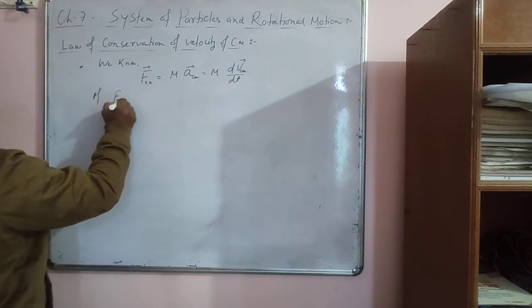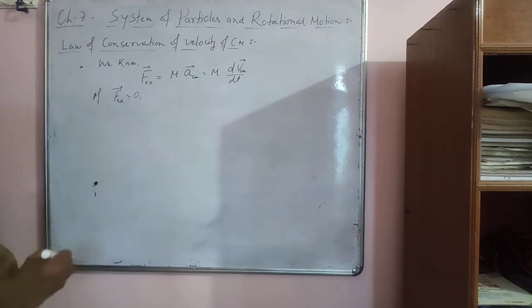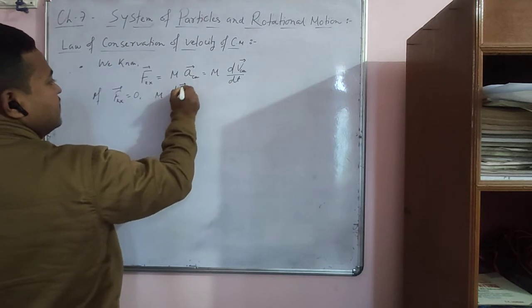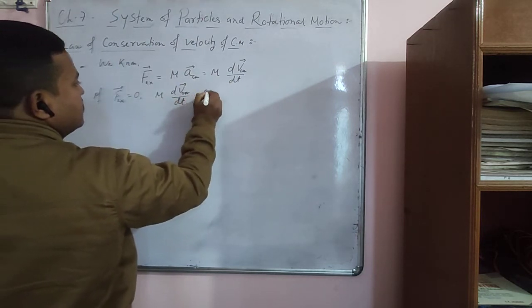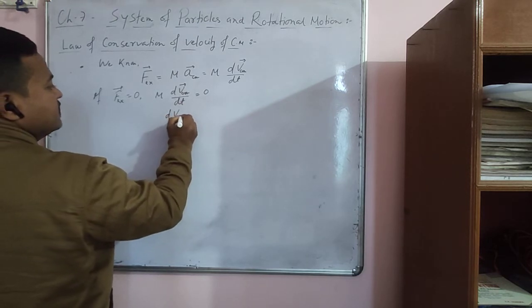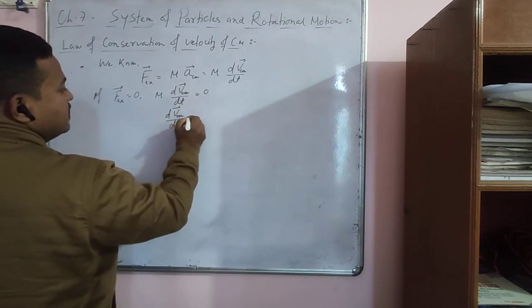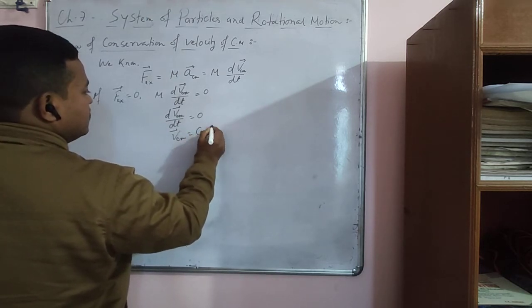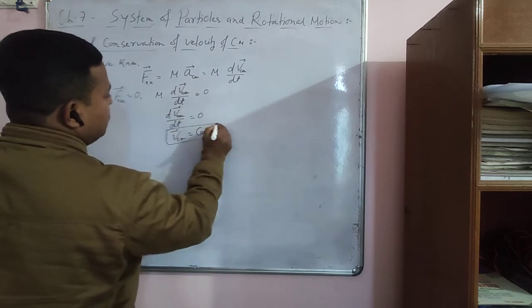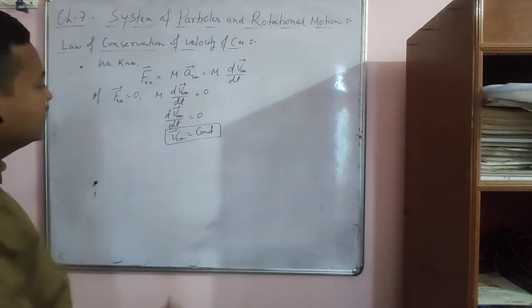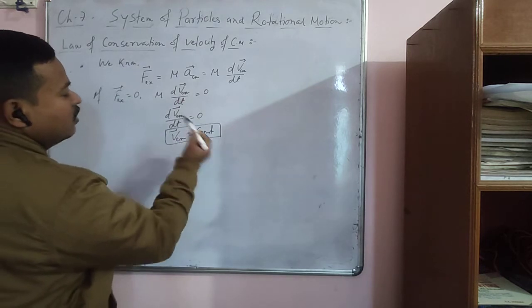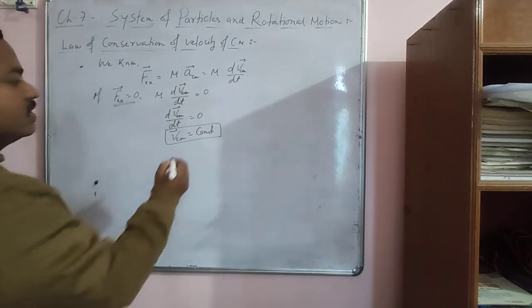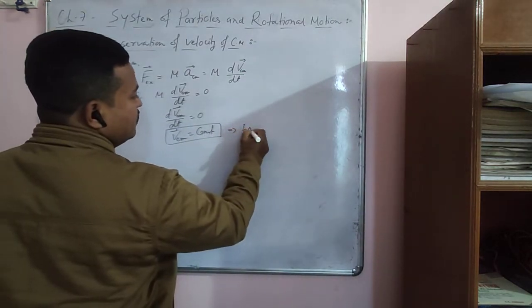Now if F equal to 0, if external force equal to 0, means suppose we are not applying any force, in that case m dVcm by dt is equal to 0, or dVcm by dt equal to 0, or Vcm equal to constant. So this is called law of conservation of velocity of center of mass. That means we can say that the total velocity of center of mass always remains constant if no external force is applied.